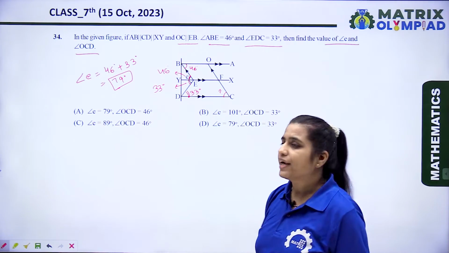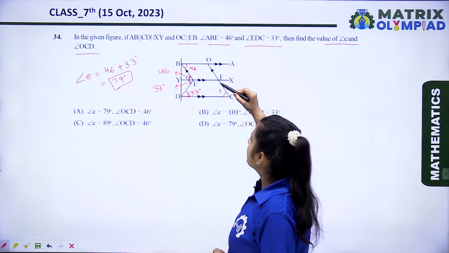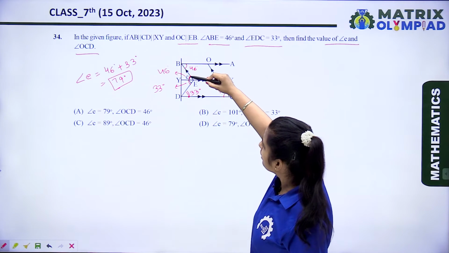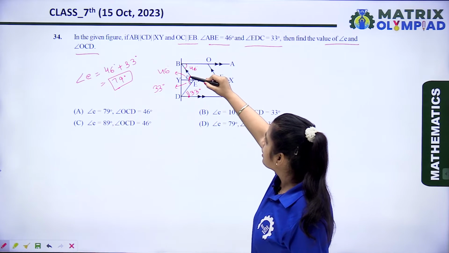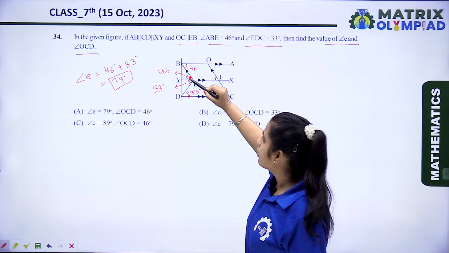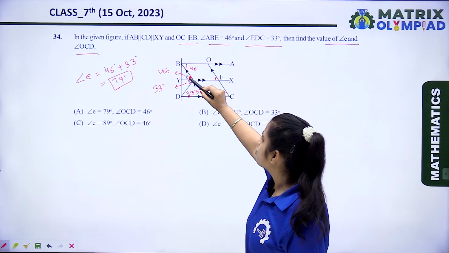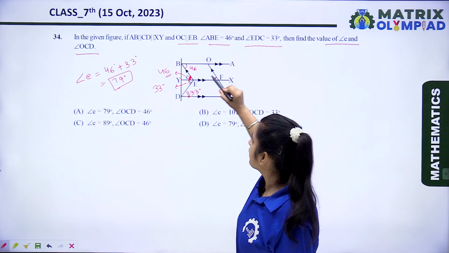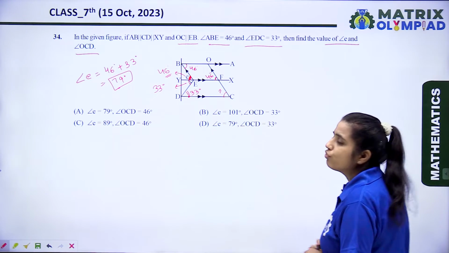हमें angle FCD find out करने के लिए again we have to take the help of these parallel lines. Now you can see that BA and YX are parallel to each other. So angle BEY is equal to angle OFY. Due to corresponding angles, both angles are equal. So if angle BEY is 46 degree, then angle OFY is also 46 degree.